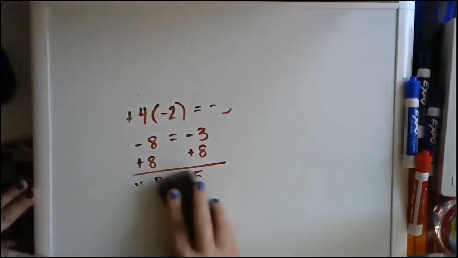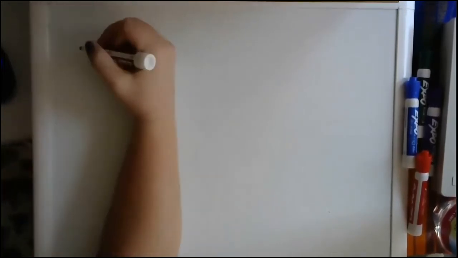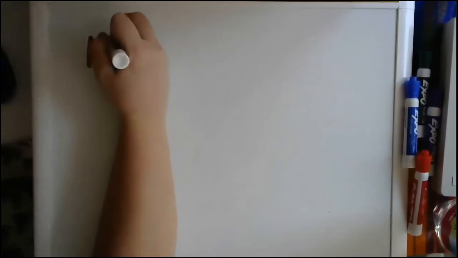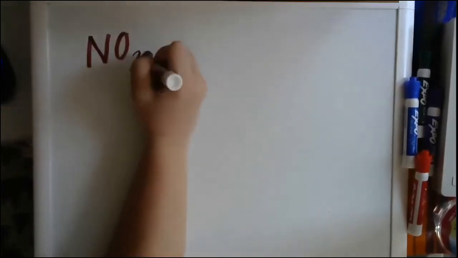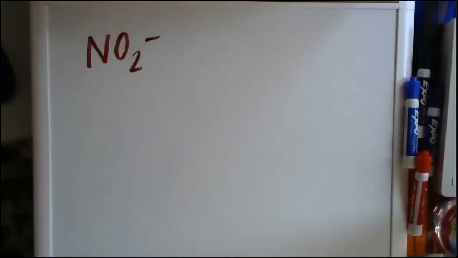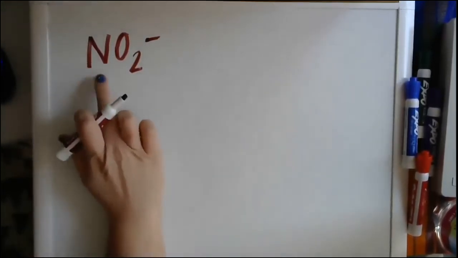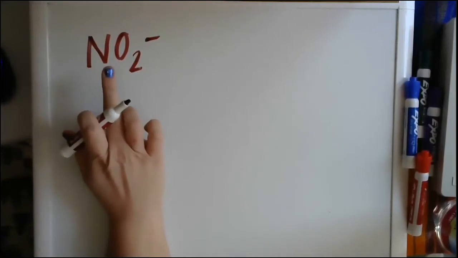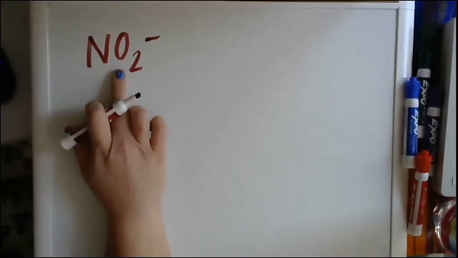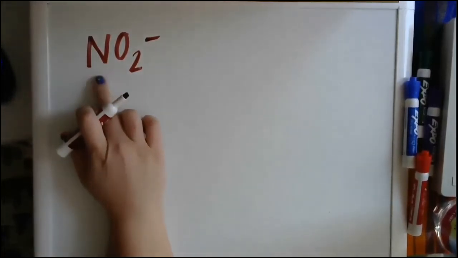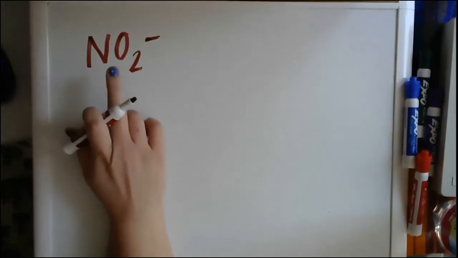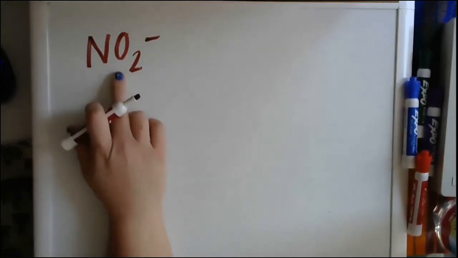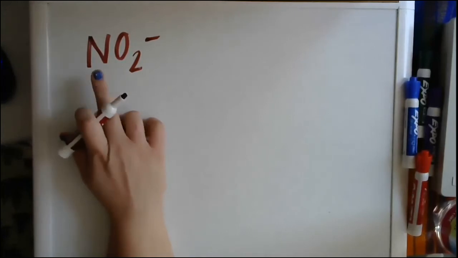Let's look at the next one. So this is the nitrite ion, NO2 minus. Okay, so very similarly to the last one, when we're comparing these two things, the rule for oxygen comes before the rule for any of our group 5s. So we're going to use the rule for oxygen to figure out what the oxidation state for nitrogen is.